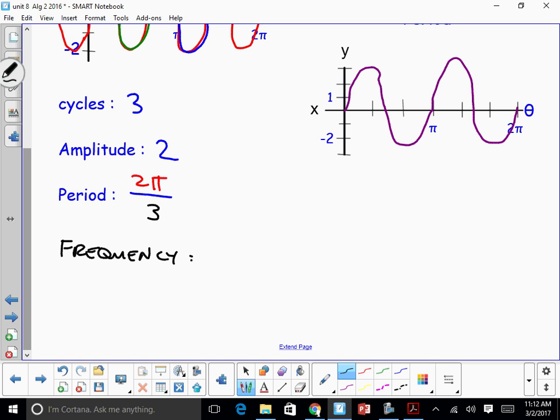The frequency is a weird thing because it actually almost asks you the same question as the cycles. The frequency is that there are 3 cycles for every 2 pi. So it's just period. The frequency is just that guy.